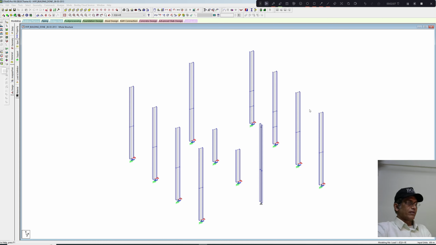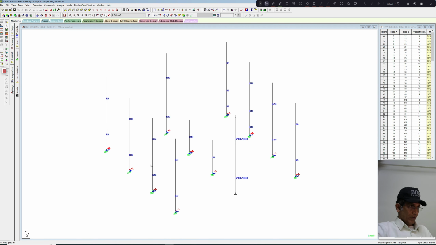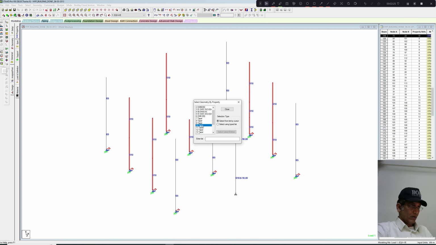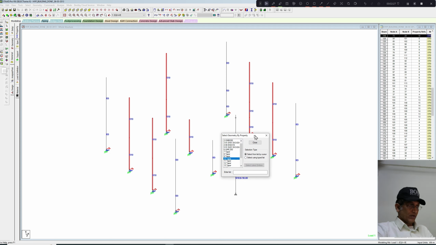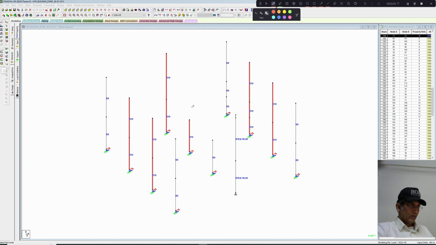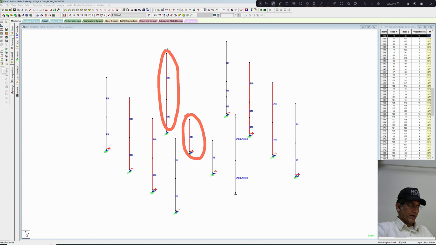We shall consider same kind of base plate for similar set of column. So let us first see what types of columns are there. So if you go to property, we see we have R10. So select by specification property R10. So we have 4 such column, 6 such column, but behavior of this column and this column will be a bit different from this column.